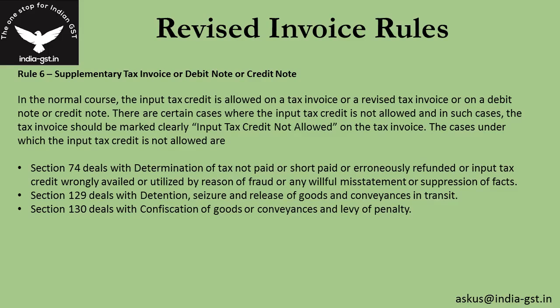The cases under which the input tax credit is not allowed are: Section 74 deals with determination of tax not paid or short paid or erroneously refunded or input tax credit wrongly availed or utilized by reason of fraud or any willful misstatement or suppression of facts. Section 129 deals with detention, seizure and release of goods and conveyances in transit. Section 130 deals with confiscation of goods or conveyances and levy of penalty.